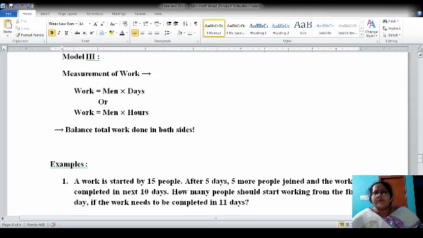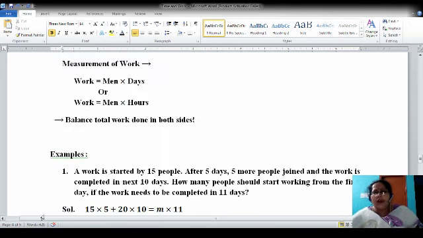This is a question which can be done by measuring the amount of work in the first situation and in the second situation. Now see, in the first situation, what it is telling is that work is started by 15 people. After 5 days 5 more people have joined. So up to 5 days 15 people have worked. So the amount of man days is 15 into 5.